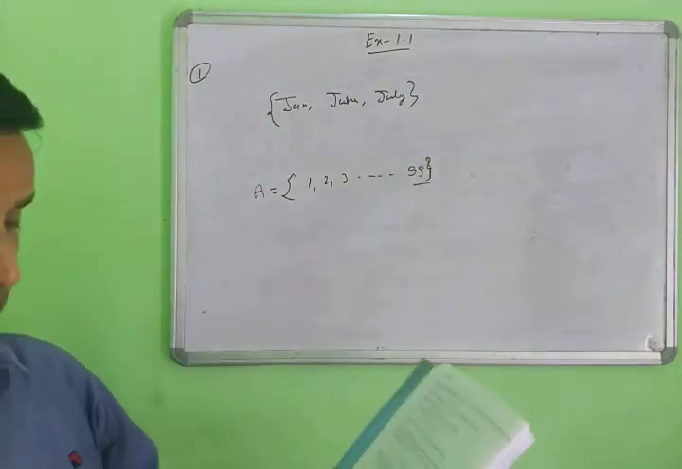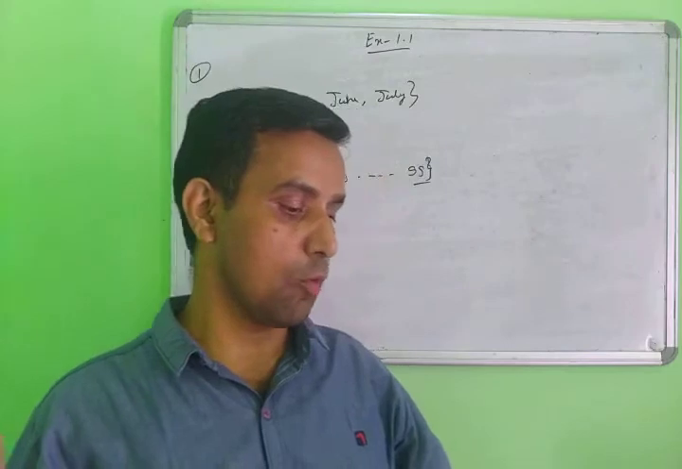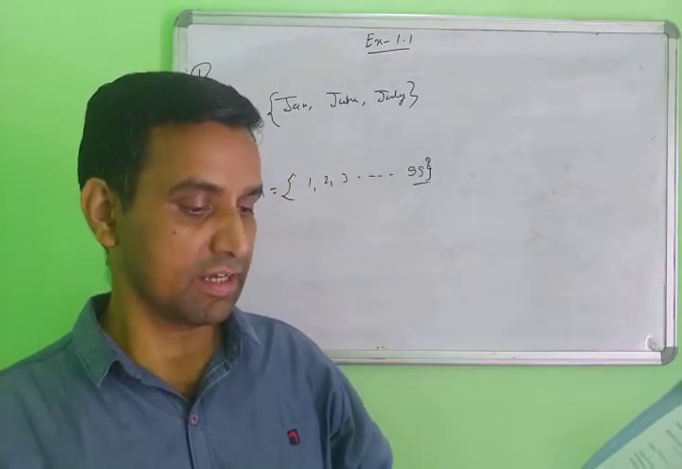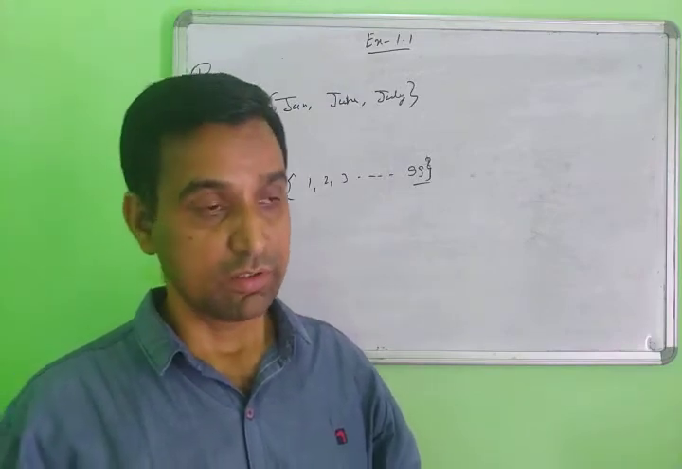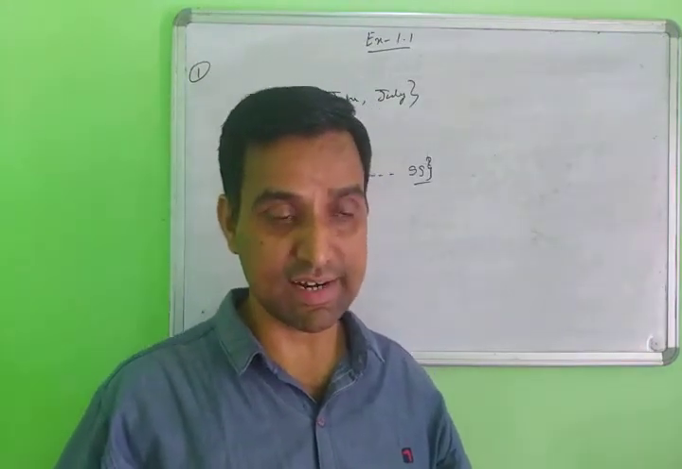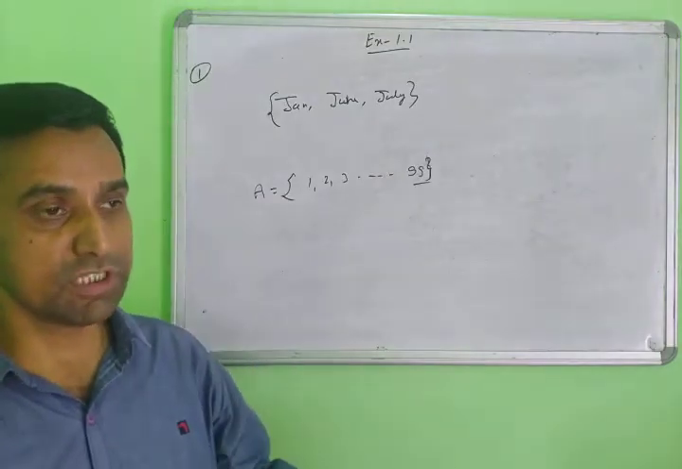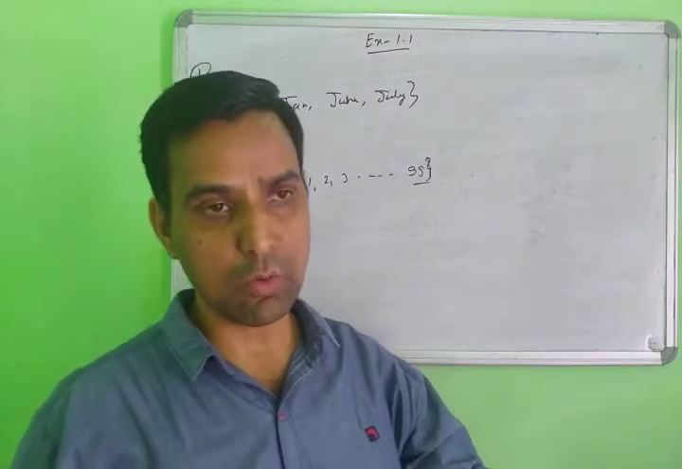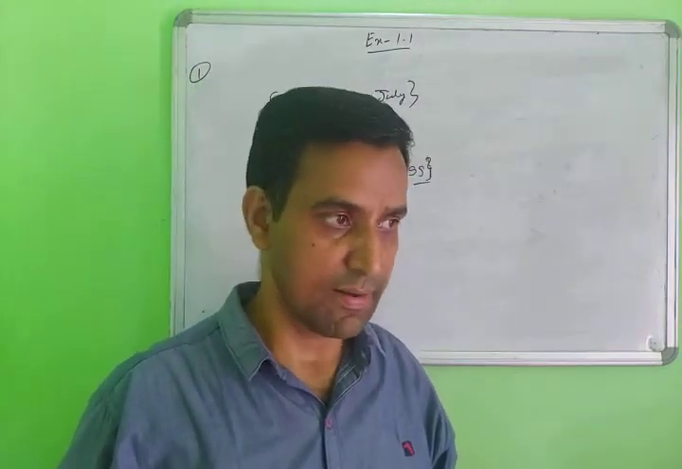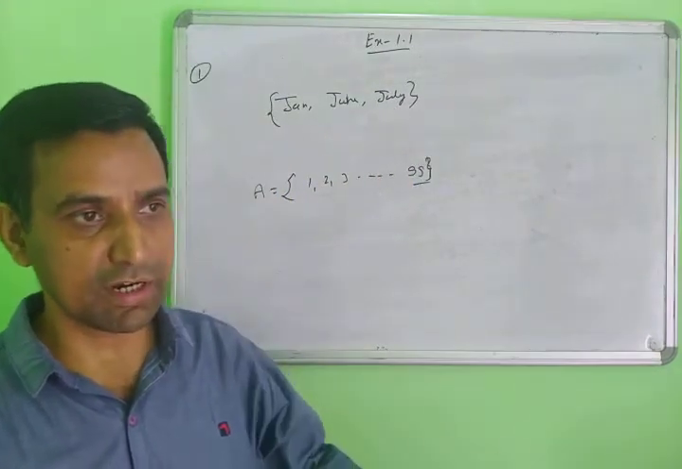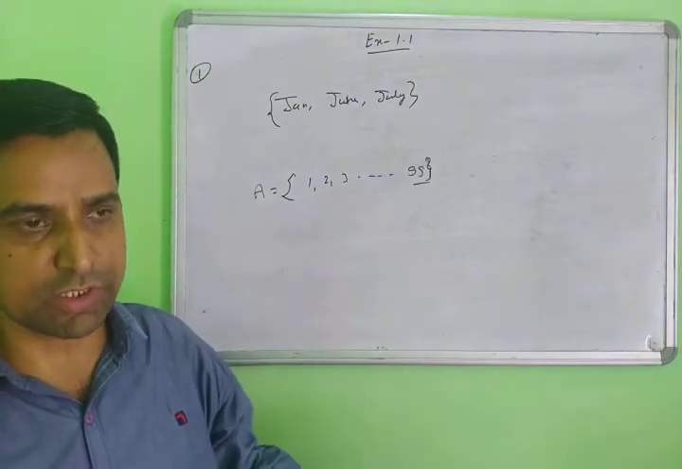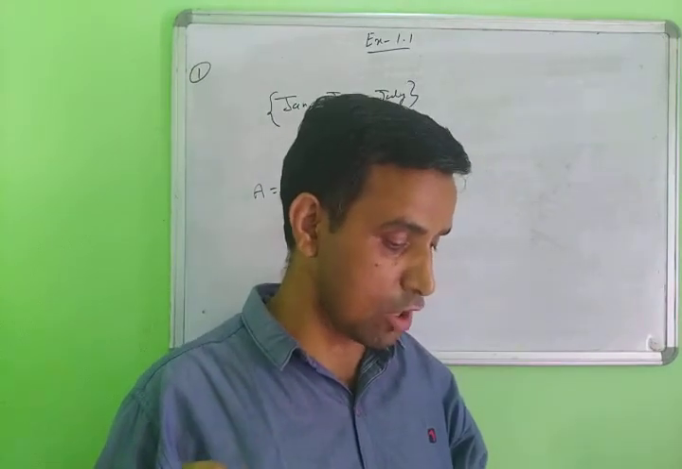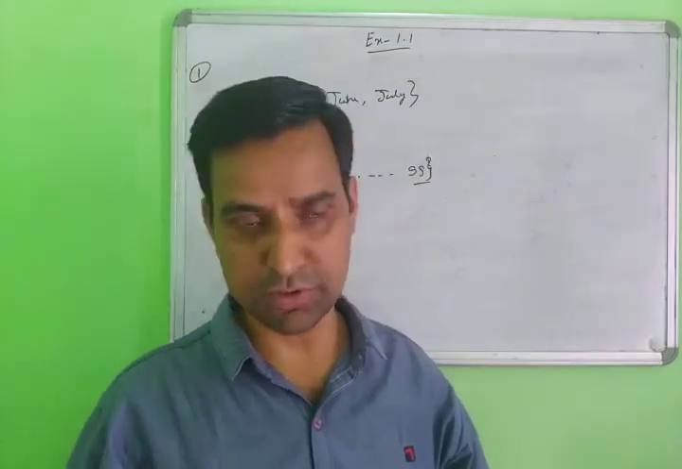So this is possible. A collection of novels written by the writer Munshi Premchand. This is possible to make a set. How many novels did Munshi Premchand write? You can count the total novels and then make a set. This is possible. Suppose there are 10, 20, 100, 200, 300, 400 novels, you can easily count and then make a set. Next point, a collection of all even integers. This is possible.